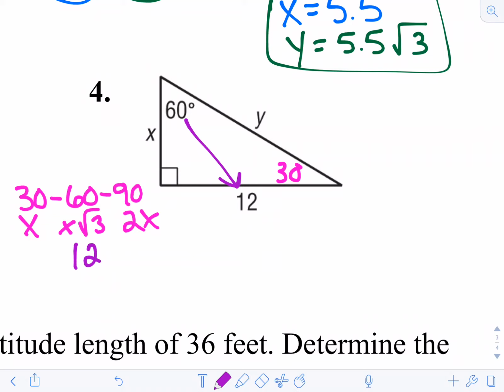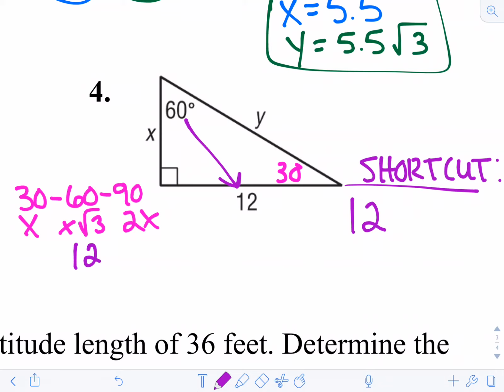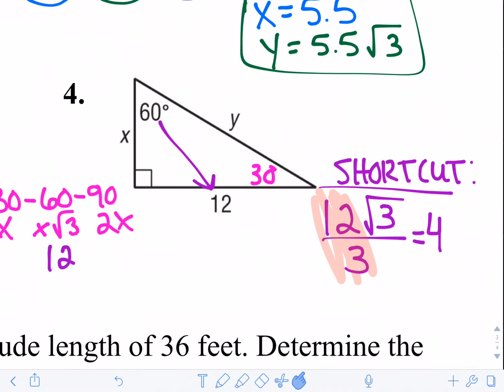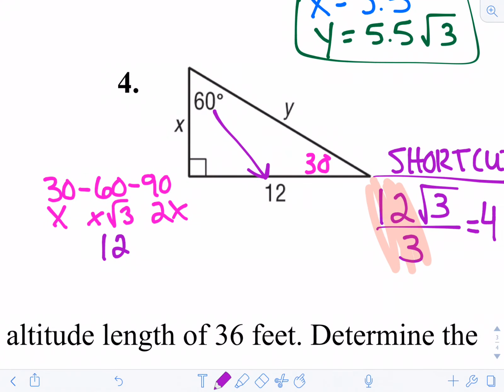So what we're going to do is the shortcut. You take this 12, and I'm going to write down shortcut. You know how on 45-45-90 we multiply by the square root of 2 and divide by 2? For this one, you just multiply by the square root of 3 and divide by 3. Just focus right here on 12 and 3. 12 divided by 3 is 4, so we have 4 square roots of 3. That is what x is equal to.